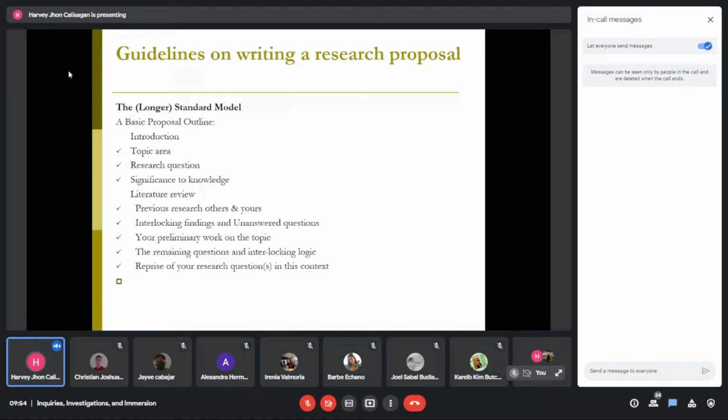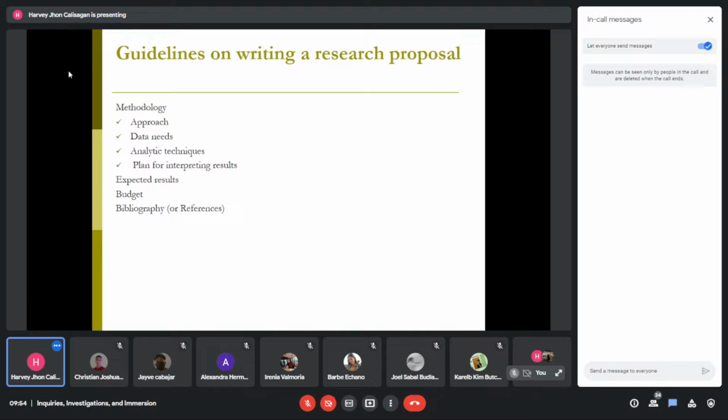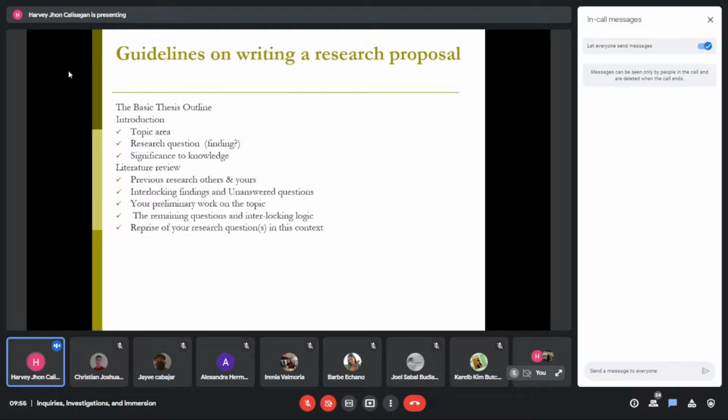Interlocking findings and unanswered questions. Preliminary work on the topic, the remaining questions and interlocking logic, and a reprise of your research questions in this context. These are the following guidelines. We also get to the methodology, from the approach to the data needs, to the analytic techniques, to the plans for interpreting the result, what could be the expected result, the budget, either time or money, and the references or the bibliography.